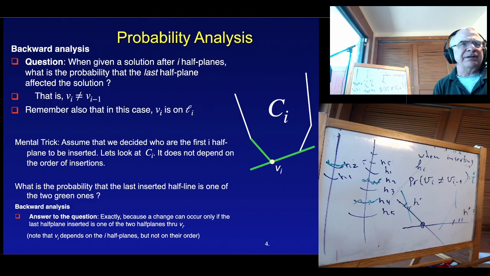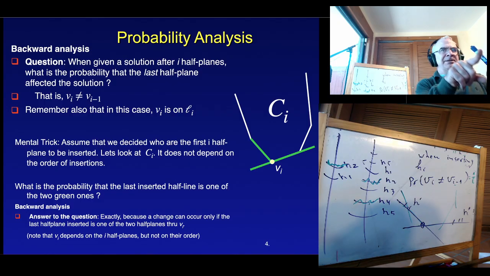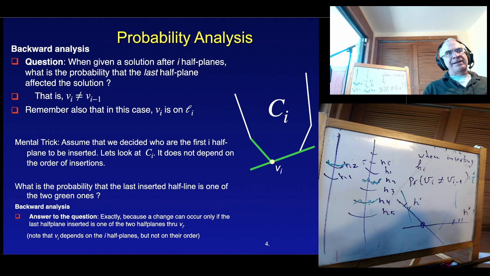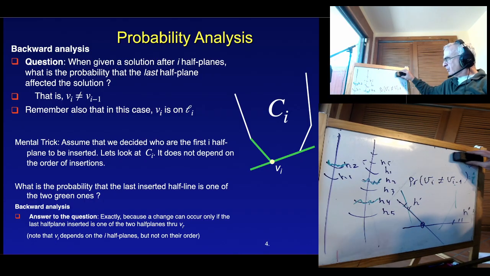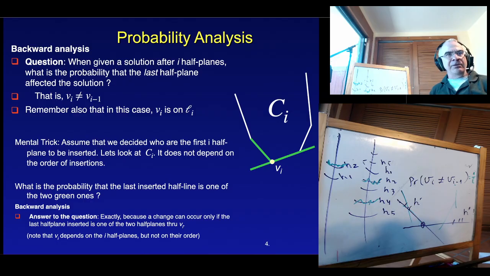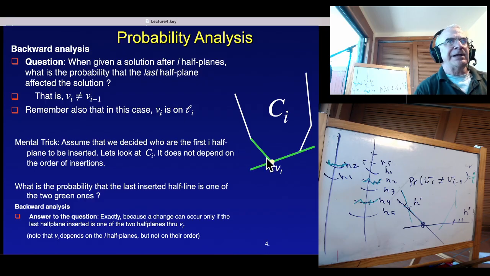Why are they special? Because they define the optimum, but it doesn't matter what makes them special. When you look at all the I of them, you can point out the two special ones: this one and this one. But it has nothing to do with the way that I picked the order of insertion or the order of deletion. Every order is equally likely. So you inserted them in some random order, or now, moving backward in time, you remove them in a random order. You pick one of them to be removed. What is the chance that the one that you removed is one of the two green ones?